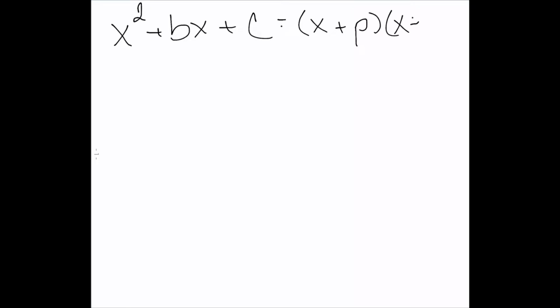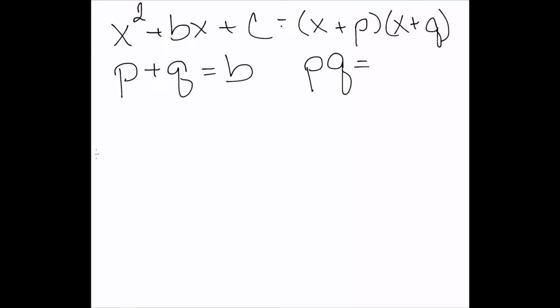The next thing we'll look at factoring is factoring trinomials. And we'll start with the simpler case, things of the form x squared plus bx plus c. And we want to be able to write this as x plus p times x plus q. And we have two properties that we're going to need. We need p plus q to be equal to b, the coefficient of x. And we also need p times q to be equal to c, my constant term.